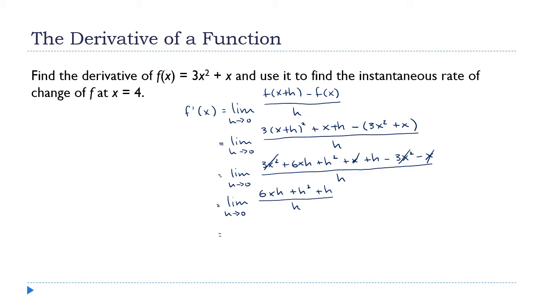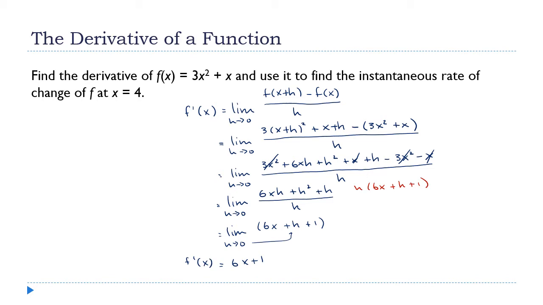And let's see, factor an h out of the numerator. If you factor an h out, this becomes h times 6x plus h plus 1. And then the h in the denominator will cancel. And what's left is the limit as h approaches 0 of 6x plus h plus 1. And if we substitute 0 in there for the only h, all that's left is 6x plus 1. So now let me write the original back in. f prime of x equals 6x plus 1.